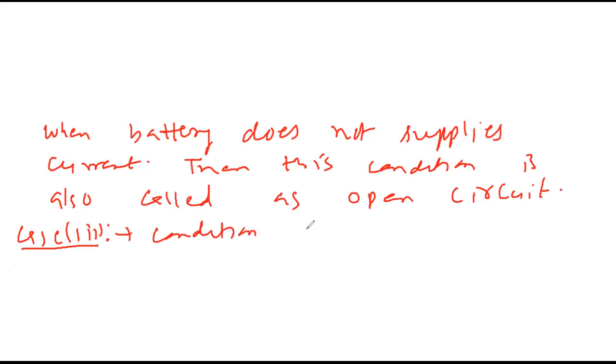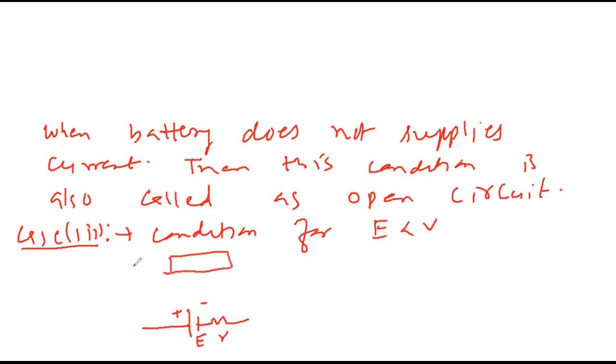Condition for E less than V. So if this is a battery with internal resistance R, I have to charge this battery as we do in mobile. Then we connect to the external source. So this is a charger, suppose, whose resistance is R. Charger has variable resistance. And the voltage between 2 points is V. This time the battery is not supplying, the charger is supplying.